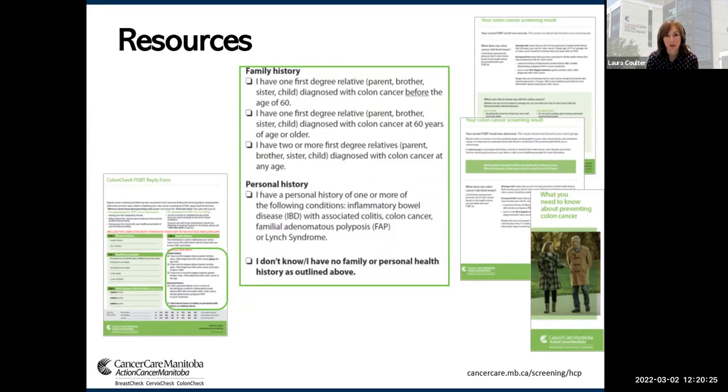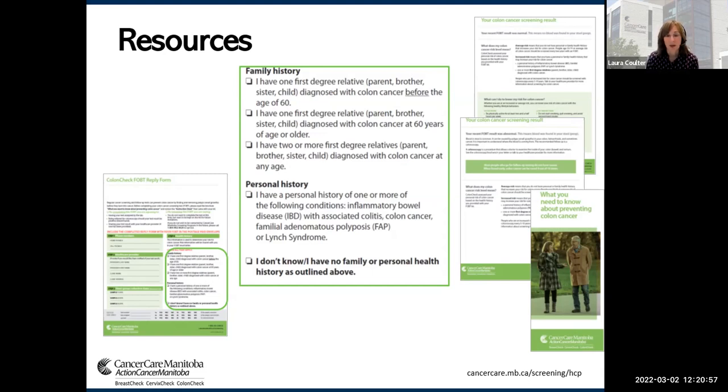Participants will be asked to select from one of the following prompts. I have one first-degree relative diagnosed with colon cancer before the age of 60. I have one first-degree relative diagnosed with colon cancer at 60 years of age or older. I have two or more first-degree relatives diagnosed with colon cancer at any age. I have personal history of one or more of the following conditions: IBD with associated colitis, colon cancer, FAP, or Lynch syndrome. And then finally, the prompt of I don't know or have no personal history.